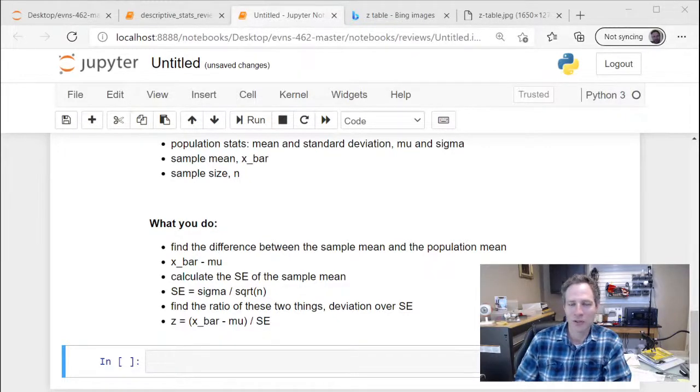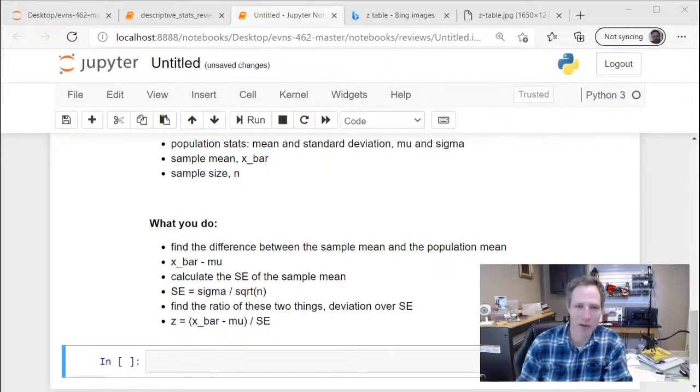So when you use the sample standard deviation as your estimate for sigma, the standard deviation of the population, you're going to end up having longer tails in your distribution than you would in a normal distribution. And those longer tail distributions are called t-distributions. So you never actually do z-tests on experimental data. You do t-tests.